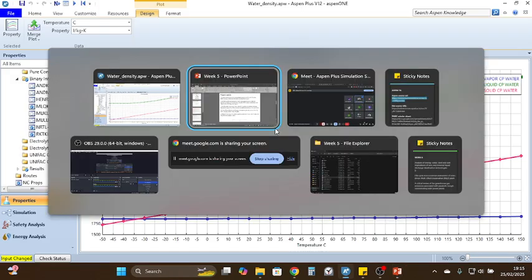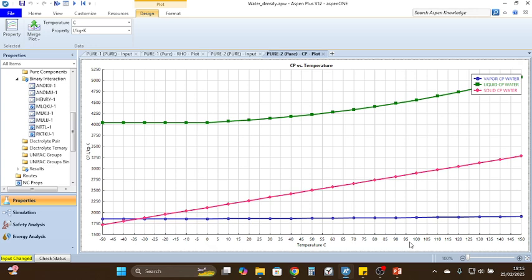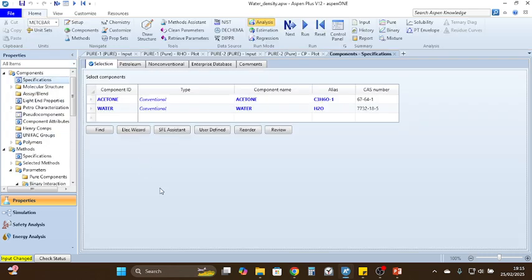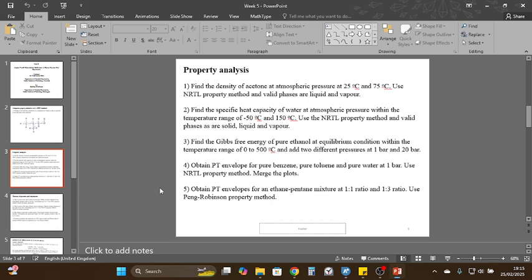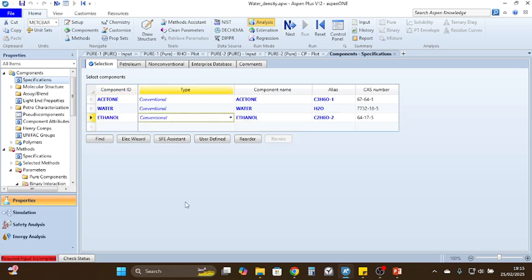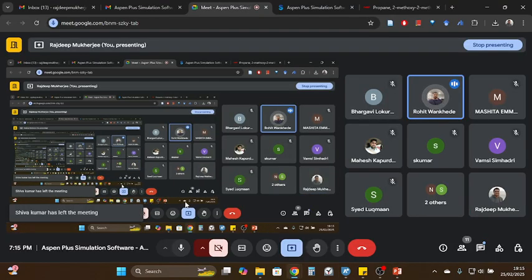So has anyone solved this problem? Hello? Sir, I couldn't do it with two different pressures. Okay.